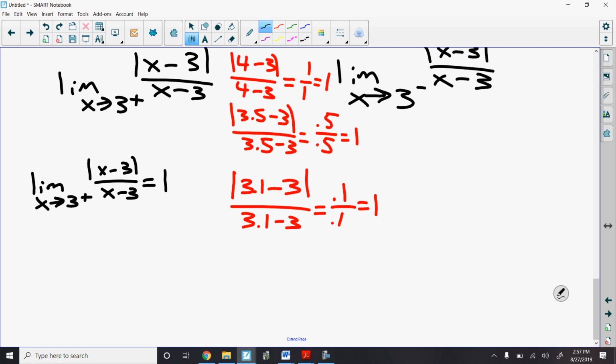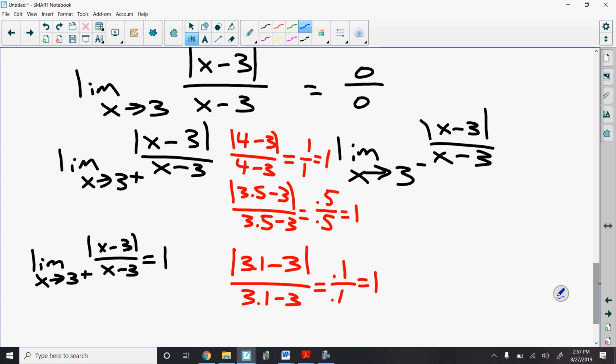Well, let's think about the limit as x goes to 3 minus. And this is where things get really interesting. What I want you to do is choose a number to the left of 3. Let's try 2. So here's what I get. I get the absolute value of 2 minus 3 over 2 minus 3. On top, 2 minus 3 is negative 1. Here's the change. The absolute value of negative 1 is positive. I'm getting a positive 1 on top, and 2 minus 3 gives me a negative 1 on the bottom. 1 divided by negative 1 is negative 1.